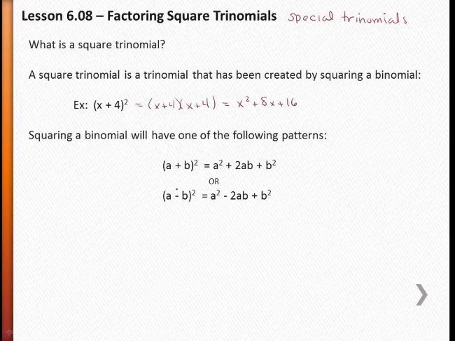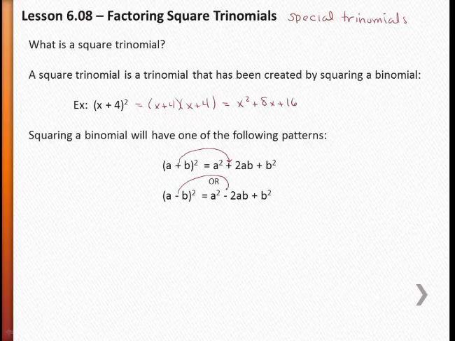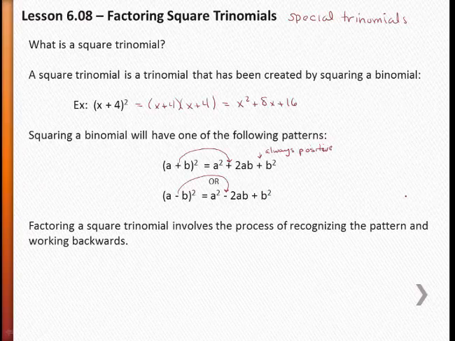If we have a subtraction here, we'll have a subtraction here. So this sign matches this sign, matches that sign, and this is always positive because it's a perfect square, and a perfect square is always positive. So if you recognize the pattern, you can work backwards and you'll always know what the factored form is.